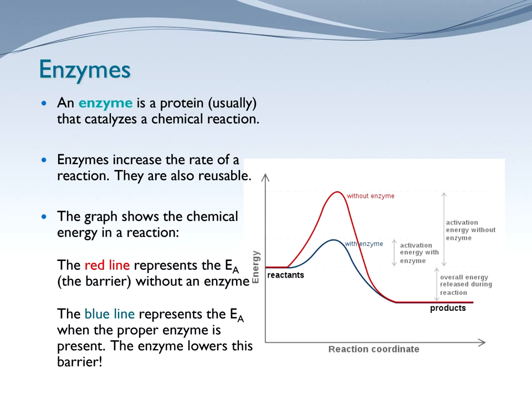This graph shows the chemical energy that is present in a reaction. Notice that the reactants are on one side of the graph and the products are on the other side. The red line and the hump in the red line represent the energy barrier, or the energy of activation, of this reaction without the presence of the proper enzyme.